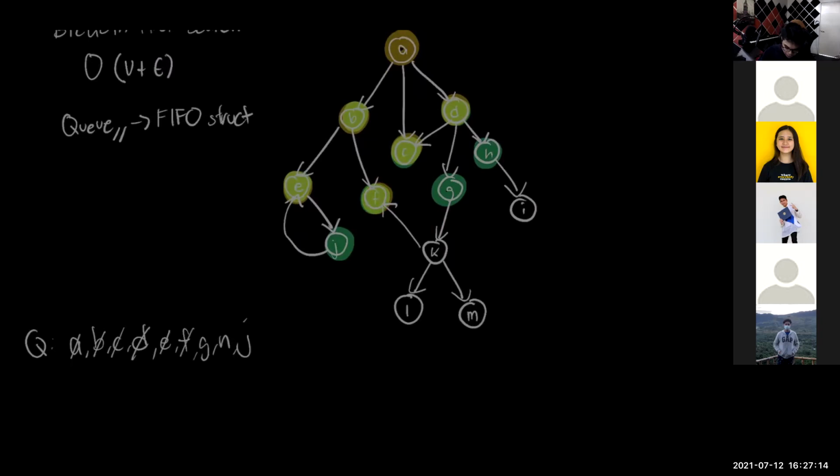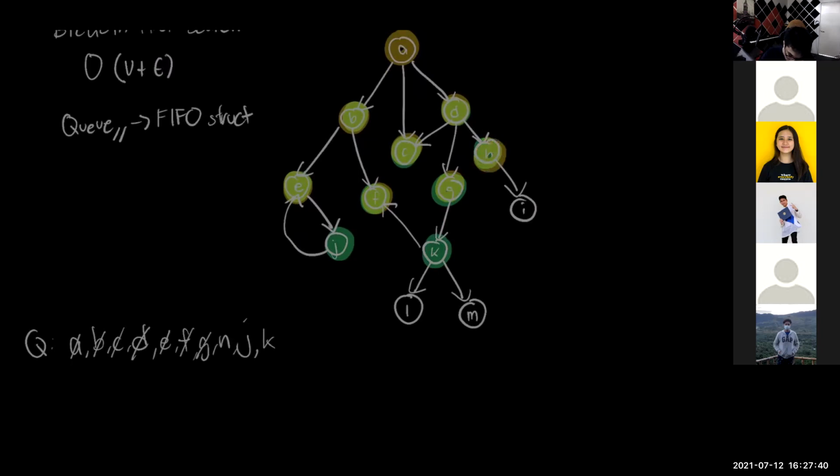Next node to process is node G. Once at node G, mark that as visited. Node G has one child, K. So we add that into our queue. Node G no longer has any children, so we scratch that out here. And we go to node N, the next node in our queue.